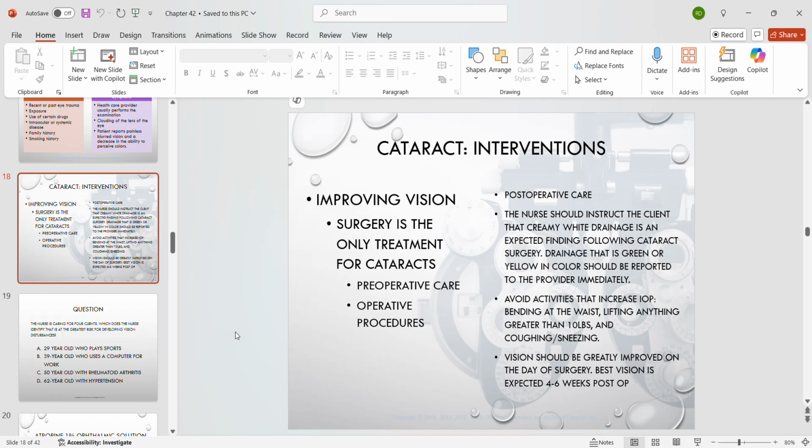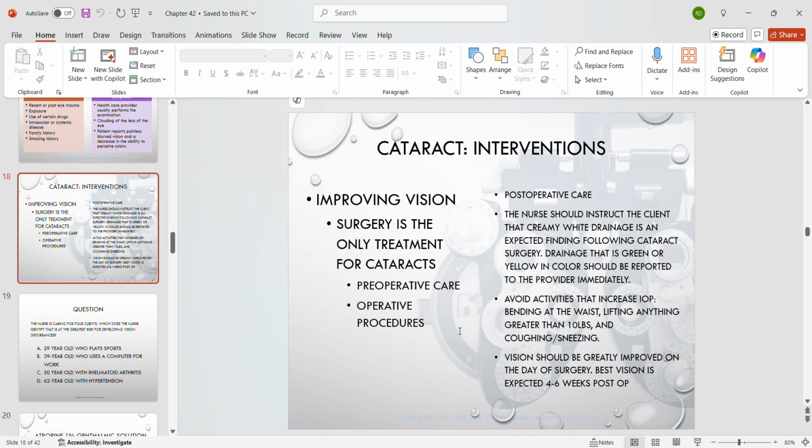They also have extracapsular cataract extraction. This is for more advanced cataracts. The whole lens is removed in one piece and sutures are required. It's a slower recovery and there's a higher risk for infection with this procedure.